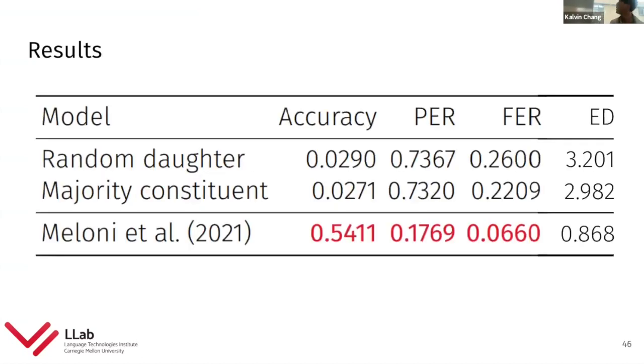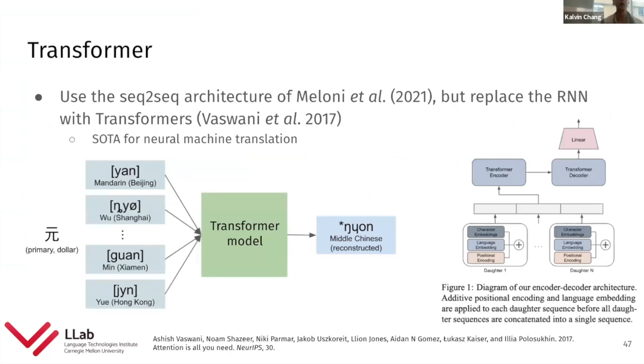Right. Now, our results show that Maloney et al. 2021 outperforms both baselines on all four metrics on our WikiHan dataset, which shows that our dataset is useful for computational protoform reconstruction. Right. Now let's talk about our contribution that we submitted to ACL. So we simply replaced the sequence-to-sequence architecture of Maloney et al. 2021 with the transformer architecture, which is the state of the art for neural machine translation.